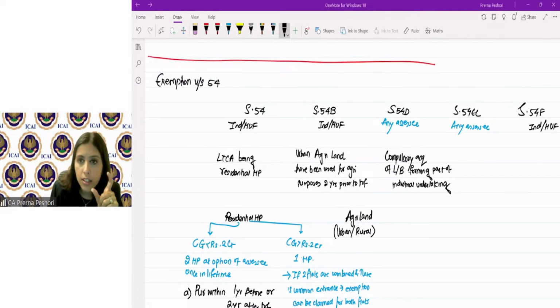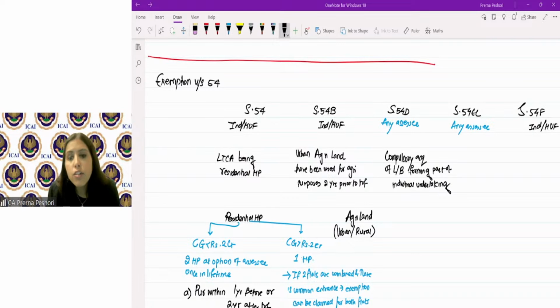Section 45(5). If a compulsory land is being acquired, then in that case the taxability arises in the year in which the compensation is first received. Remember section 45(5)? So here, if it is forming part of an industrial undertaking, you can in fact claim the exemption under 54D.